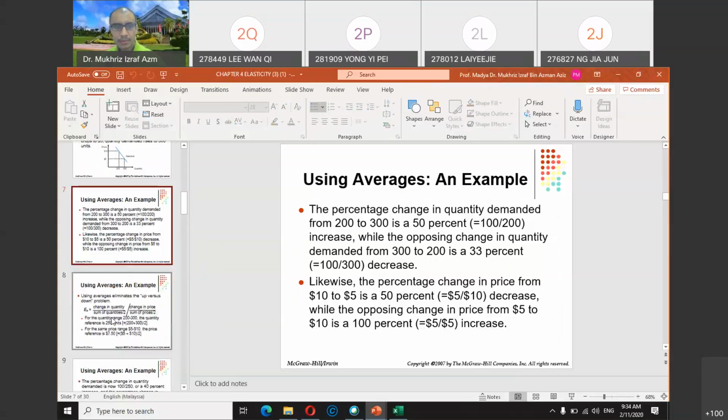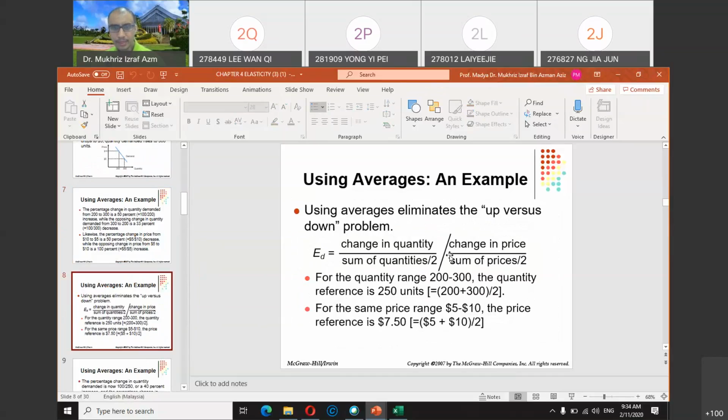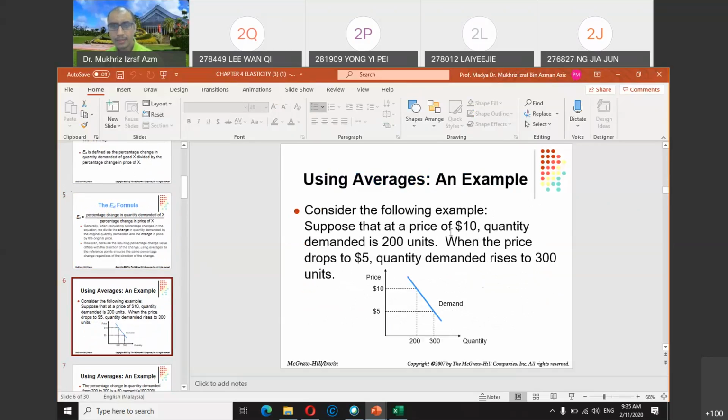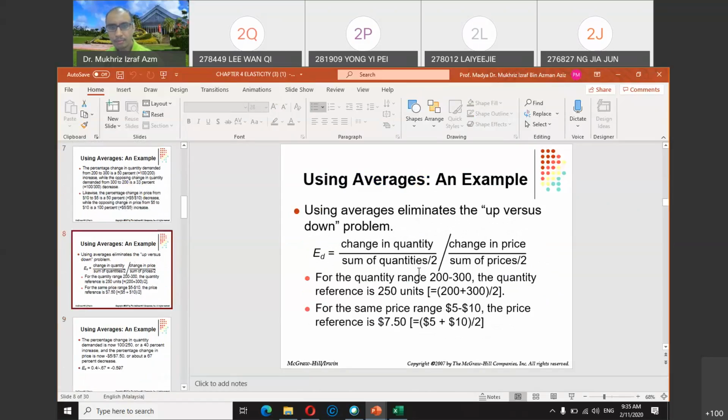Okay, so now using the averaging formula: change in quantity divided by the sum of the two quantities divided by 2, divided by change in price divided by the sum of prices divided by 2. If you recall from the example just now, the two prices are 10 and 5. The two quantities are 200 and 300. So 200 plus 300, you get 500, divided by 2, you get 250. For this part, sum of quantities divided by 2, you're going to get 250. For the quantity range, meaning 300 minus 200.